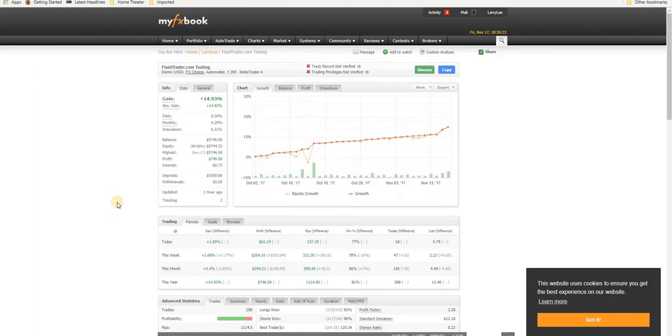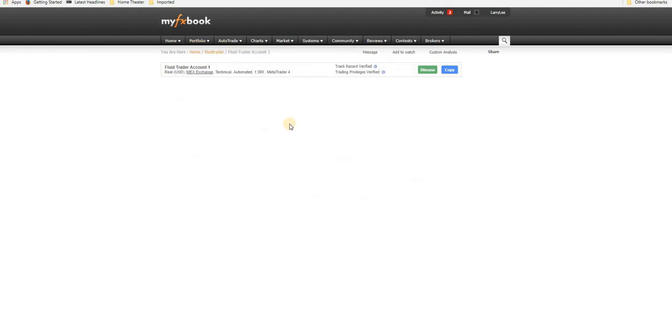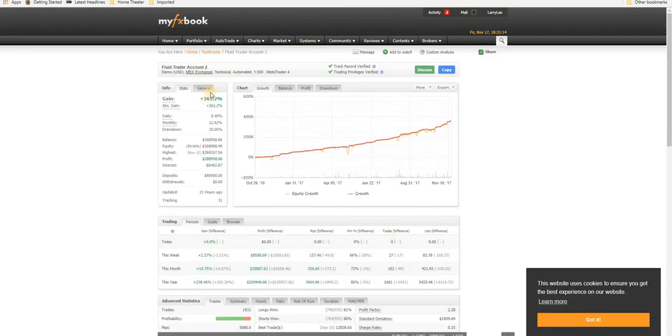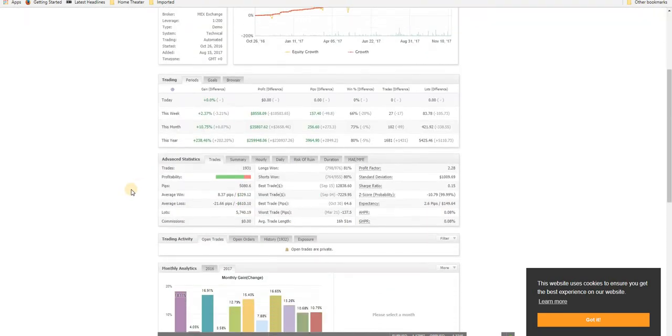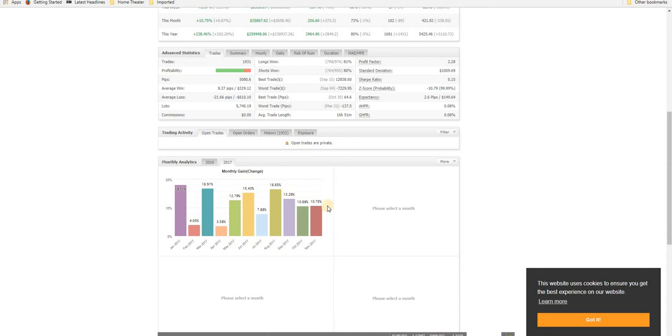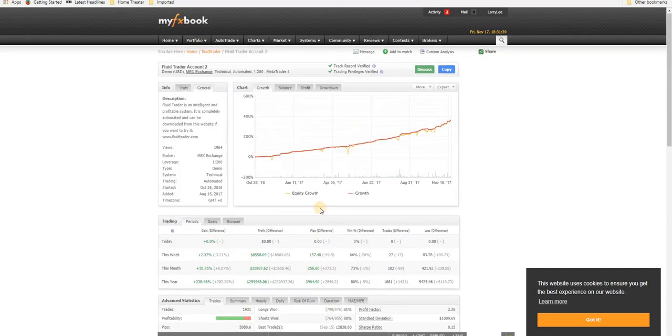All right, let me pull the vendor's MyFX book up and we'll see exactly how he did this week. All right, let's give that a second to come up. All right, so this is his demo account. All right, so today he made nothing today. This week, 2.37%. 157 pips. It's at $8,558. All right. And he is currently up 10.75% in his sim account. Let's check his live account.